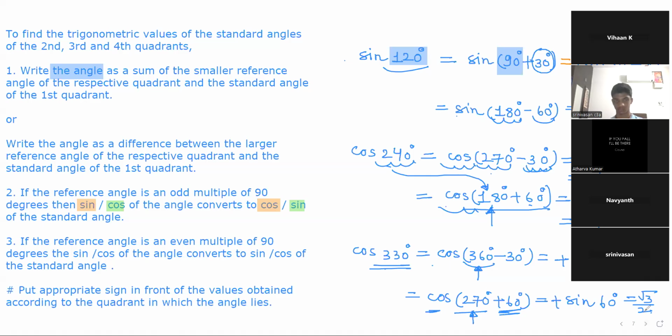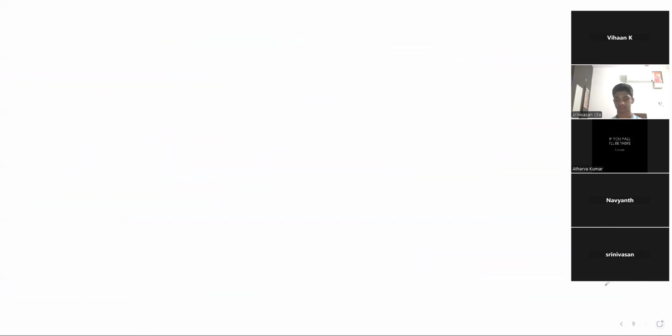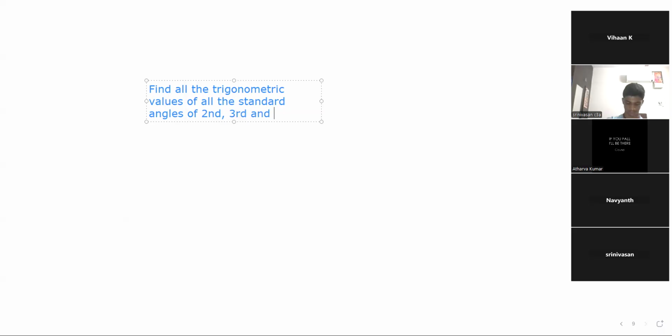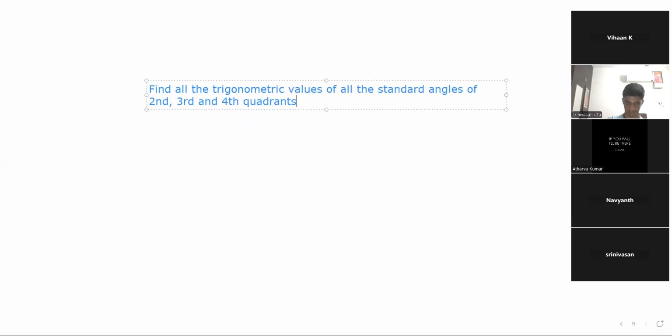Homework for you. Find all the trigonometric values, by all I mean sine, cos, and tan only, of all the standard angles. There are 9 standard angles of the second, third, and fourth quadrants. Find all the trigonometric values of all the standard angles of the second, third, and fourth quadrants. This is what I want all of you to do.